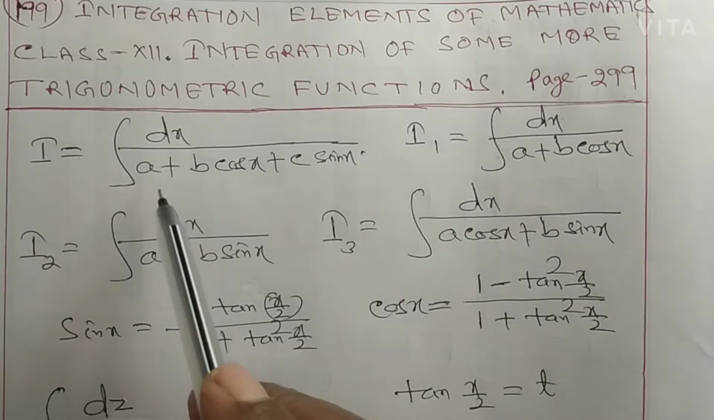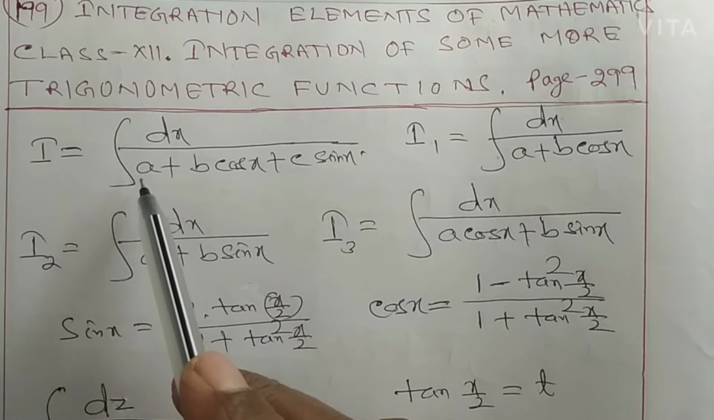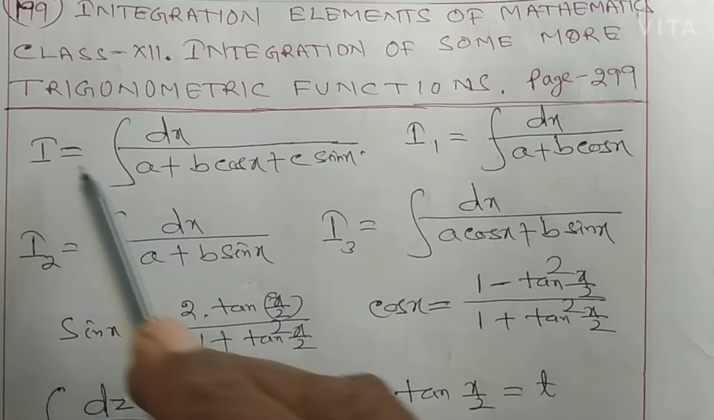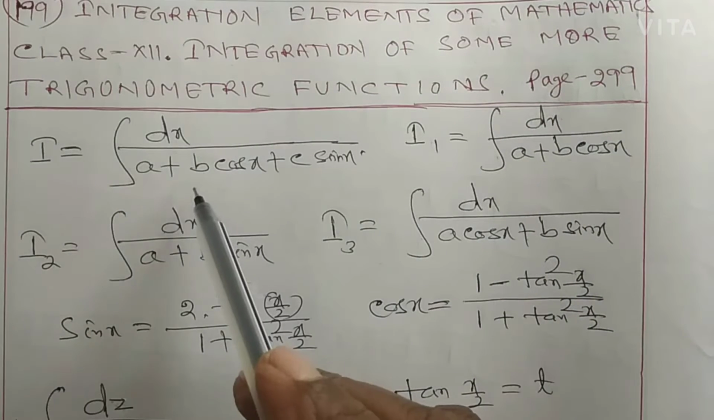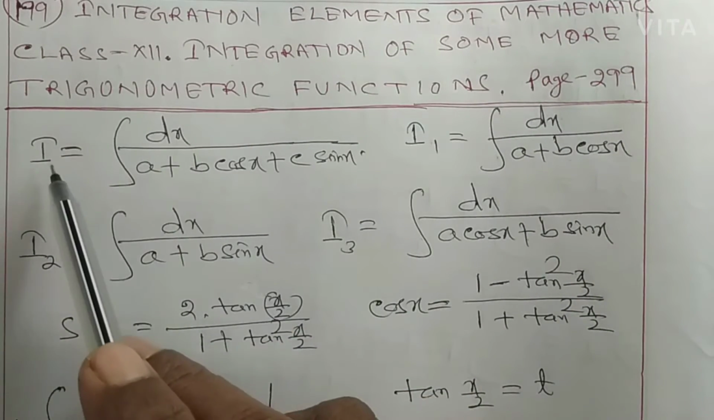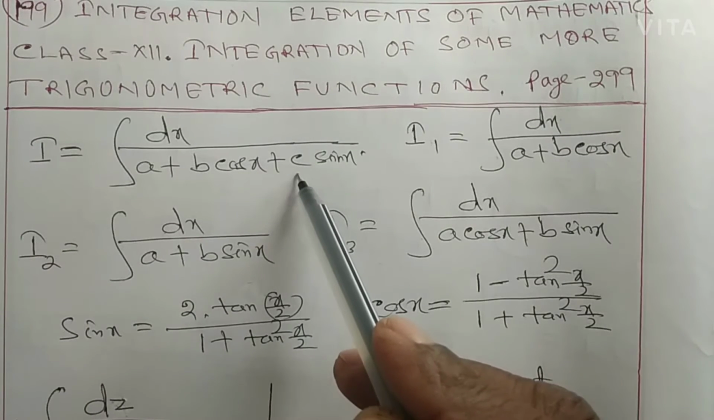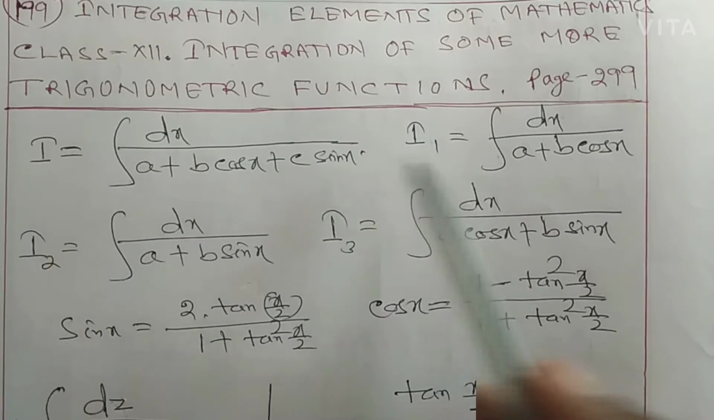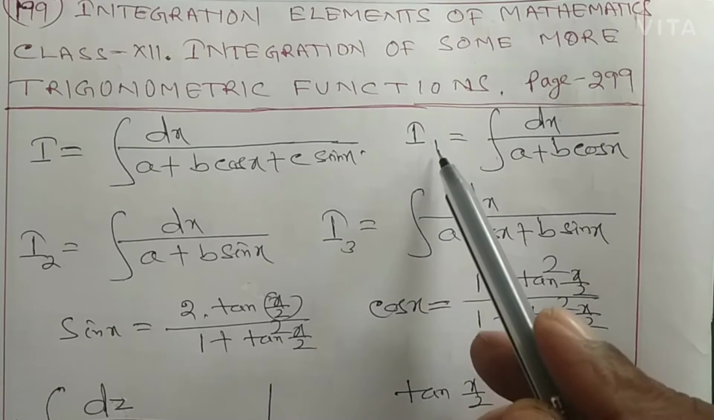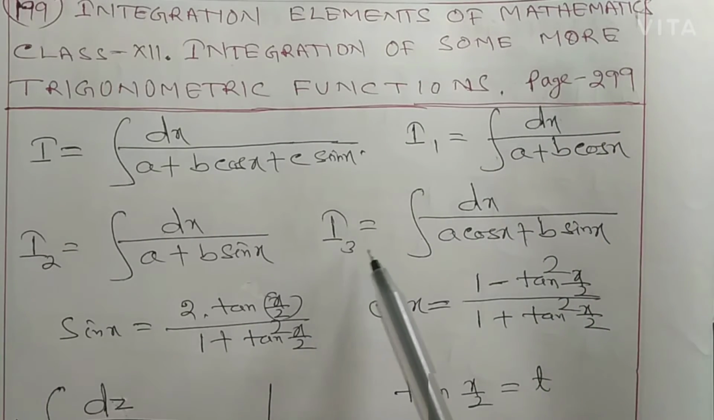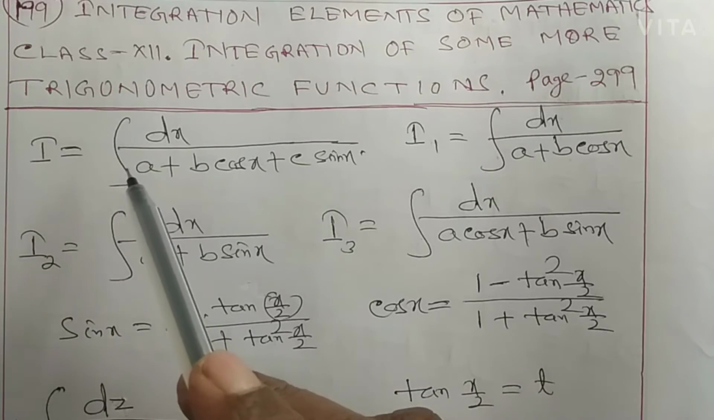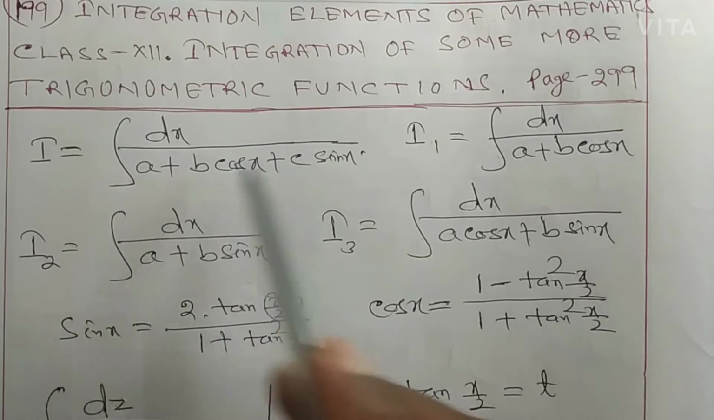Here, if a is equal to 0, then I converts to the form I3, and if b is equal to 0, then I converts to the form I2, and if c is equal to 0, then I converts to the form I1. So, I1, I2, I3 are particular cases of I, and I is the general form of I1, I2 and I3.